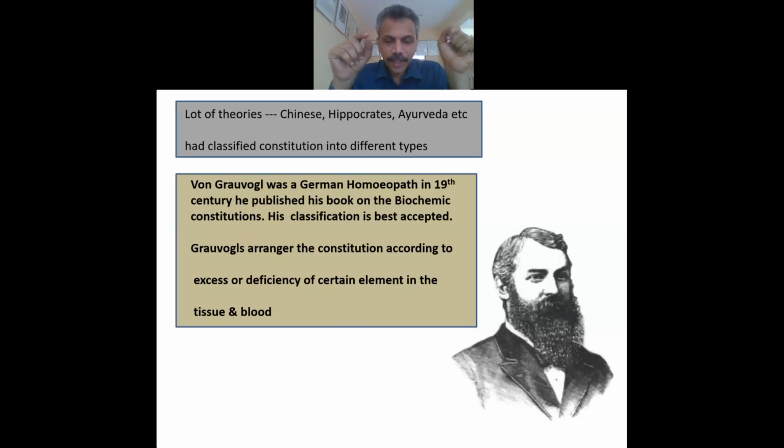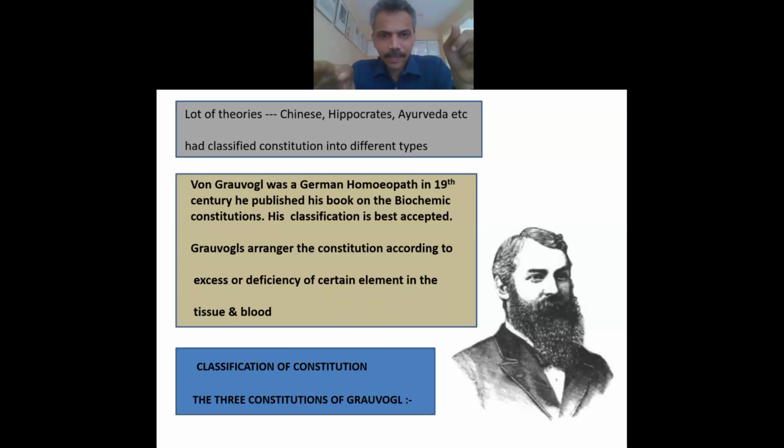The excess or deficiencies of certain elements in our tissue and in our blood, he says, can bring in some variation. According to him, he classifies the entire constitution into three important varieties. I'll just name them, and in the next few slides we'll try to understand what those constitutions are.